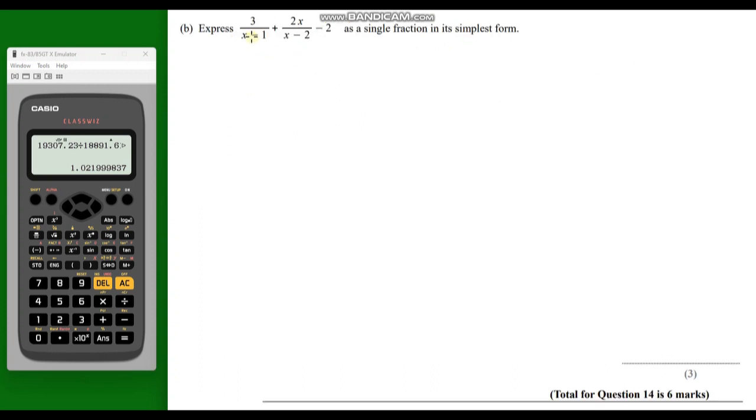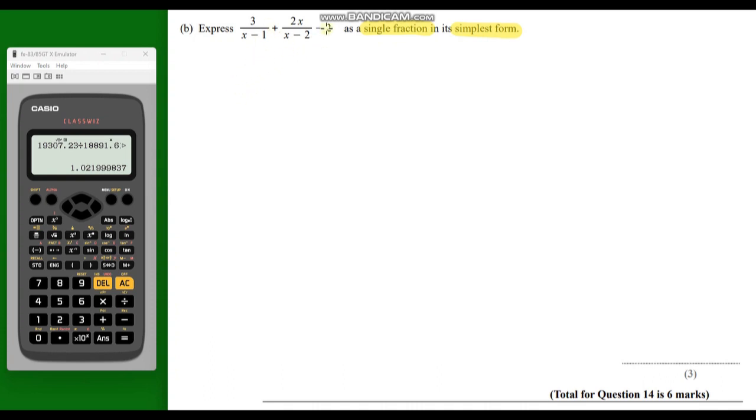Part B, express this calculation as a single fraction in its simplest form. And this is worth 3 marks. Now, the key with these sort of questions, whenever you're adding fractions, is that you can only add fractions if the denominators are the same. So we need to make the denominators the same.